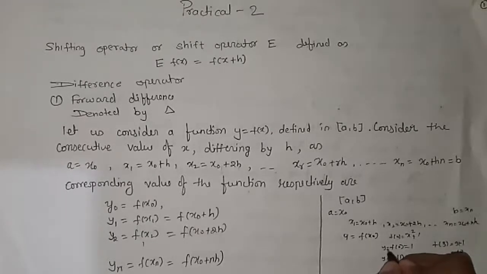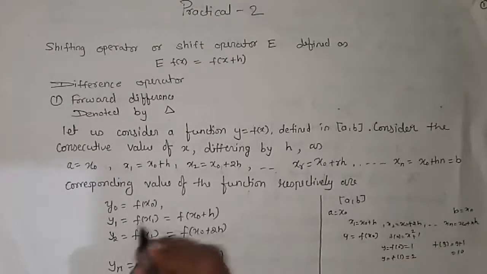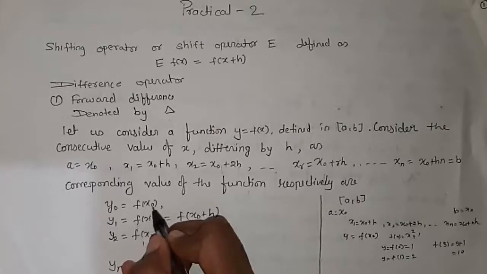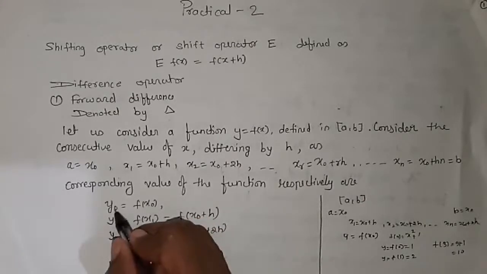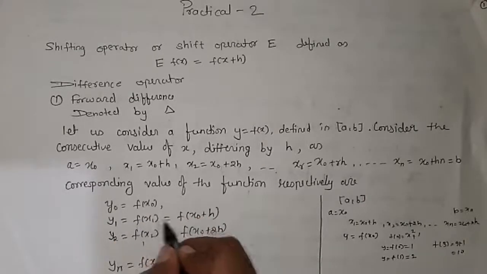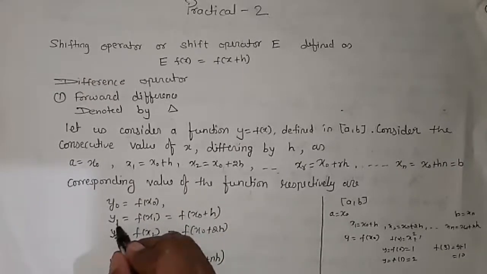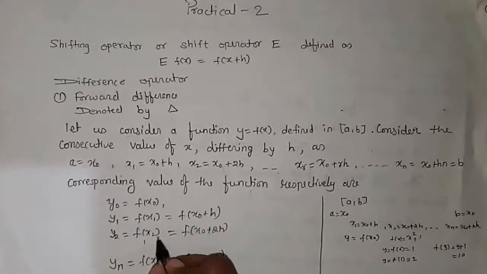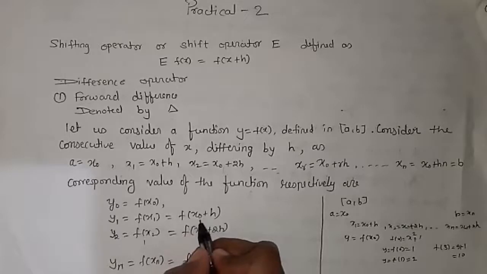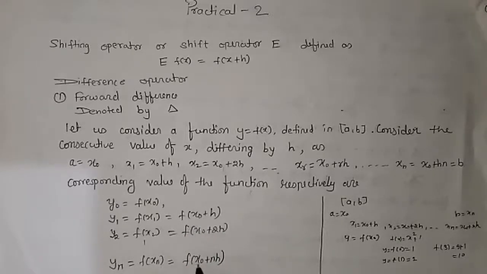Similarly, instead of writing y all the time, if I give it some name, so if I am putting here x naught, then I am giving it the name y naught. If this is f of x1, which is nothing but x naught plus h, so I am giving this the name y1, f of x2 as y2. Similarly, f of xn as yn. So x1 is nothing but x naught plus h, x2 is nothing but x naught plus 2h, and xn is nothing but x naught plus nh.